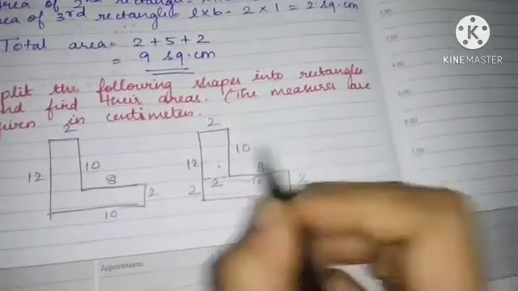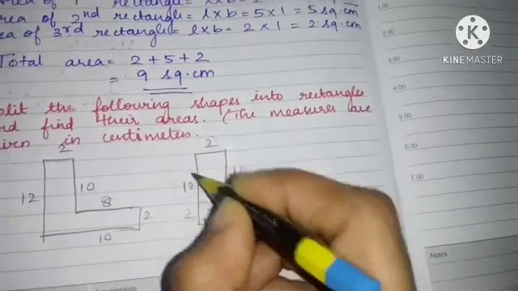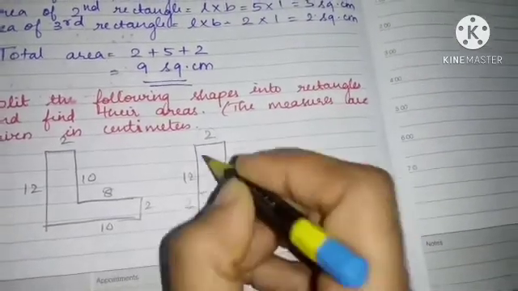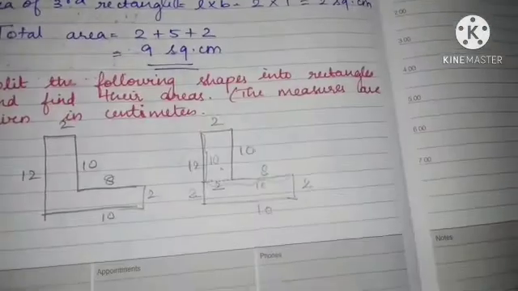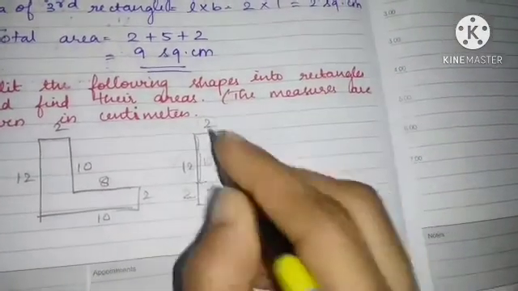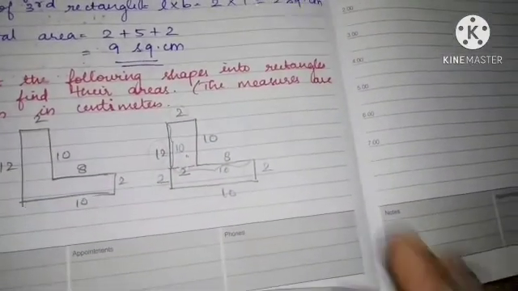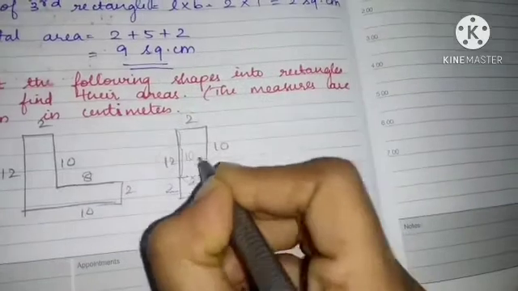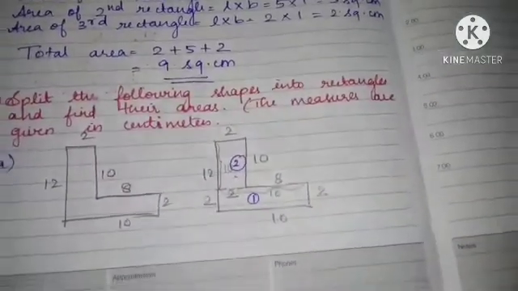So in this figure, total length is 12, correct? In this 12, if I subtract 2, what is this length? 10, because this is also 10, this is also 10. So here length is 10 centimeter, breadth is 2 centimeter. So this is your first rectangle, this is your second rectangle. Okay, I have just found out.